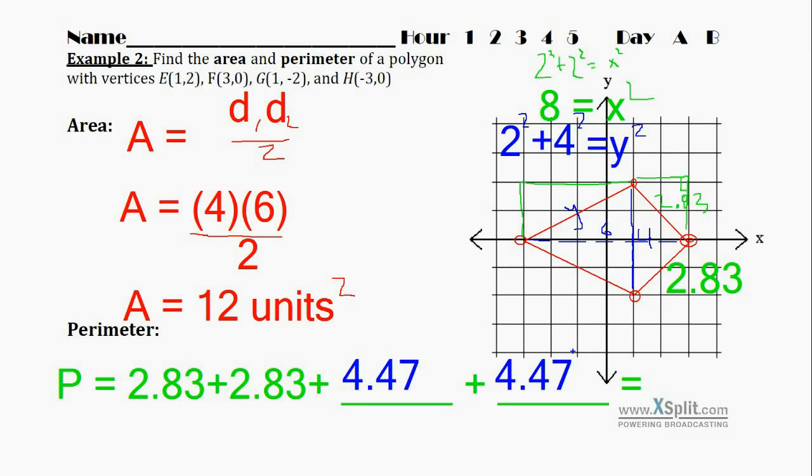Adding these all up, I'm going to go ahead and put these all in my calculator. 2.83 plus 2.83 plus 4.47 plus 4.47. Add those all together, we're going to get about 14.6. So we'd say that the perimeter of this figure is 14.46 units. Again, not units squared, but this is the distance around the kite, just in units.